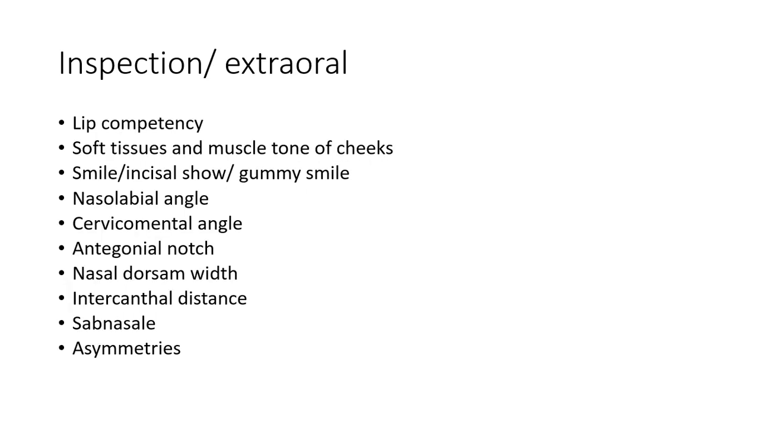And inspection is started from the extraoral, and extraoral inspection includes the lip competency, and you should check the tone of the muscles and the soft tissues of the cheeks, and look at the incisal show in the resting position and in the smiling position, and look at the nasolabial angle in the lateral view, the cervicomental angle, antegonal notch, and nasal dorsum width should be equal to the interalar distance, and also the subnasal width is equal to the nasal dorsum width, and you should look for asymmetries.